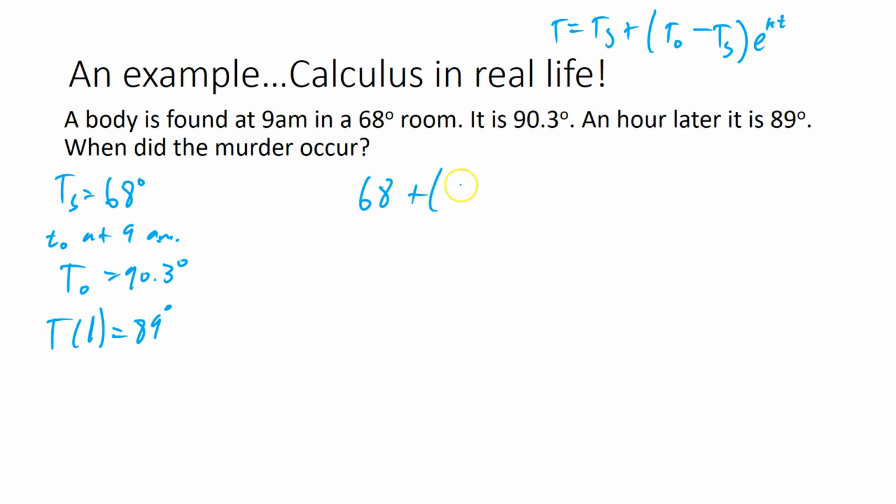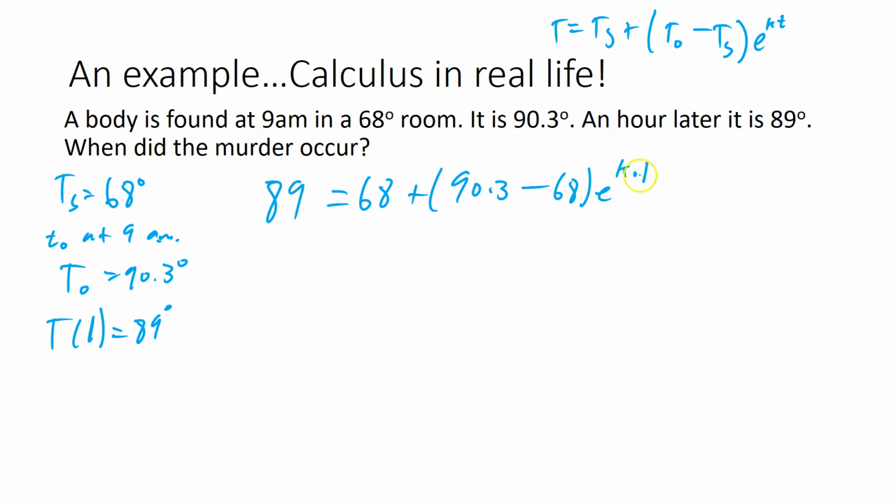So you have 68 plus 90.3 minus 68, e to the K, I don't know K, times 0. Okay, and that is equal to, hold up, let me think about this. An hour later, it's 89 degrees. Yeah, so we're going to use the 89. So K times 1. Using the 0 isn't helpful, right? If we put the 0 in here, we're going to end up just with 90.3, because that's the initial temperature. All right, so we know it's 89 degrees after an hour.